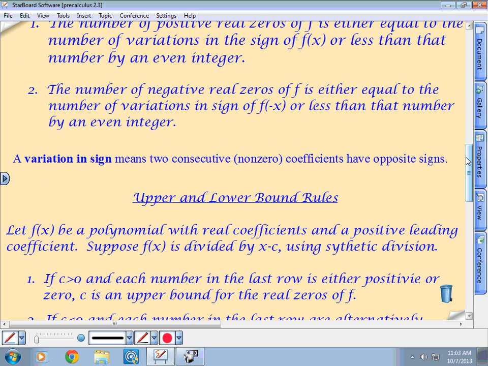And then it says the number of negative real zeros is either equal to the number of variations of the sign of f of negative x. So if we're going to replace x with negative x, what's this polynomial going to change to if I substitute negative x for x? Do you see, if I take a negative and I cube a negative, I'm going to get a negative still. All right. What about this one?